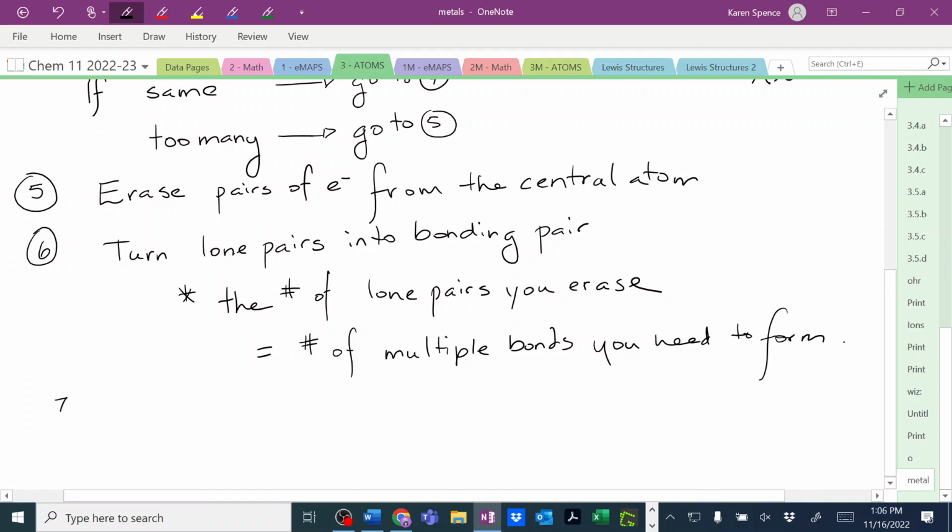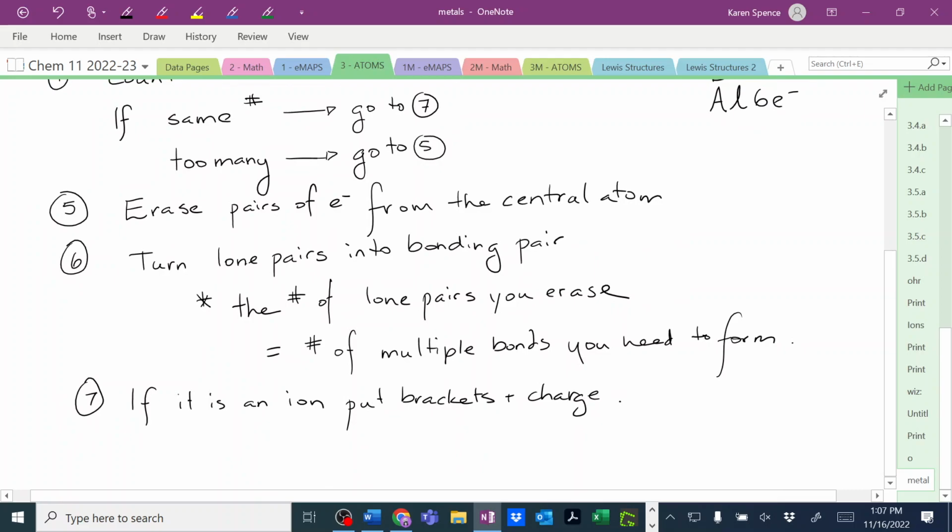And then finally, step 7, if it is an ion, put brackets and a charge. So that's why if it's the same number and you go to step 7, basically, if it's not an ion, you're done in step 4. If your count and check checks out, you're all done.